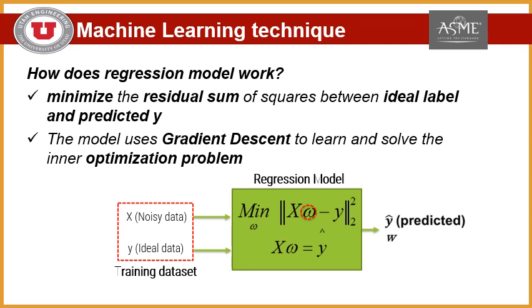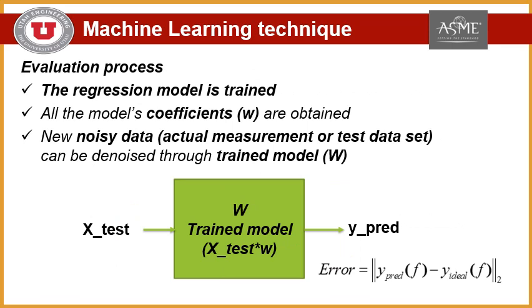In order to train our model, we need to solve an inner optimization problem. To solve the regression model, we use gradient descent to find the optimal values of model coefficients. As you can see in the block diagram, this is the training data set, regression model, and all of our outputs. In the evaluation process, after training our network using the training dataset, all the model coefficients, omegas, are obtained.